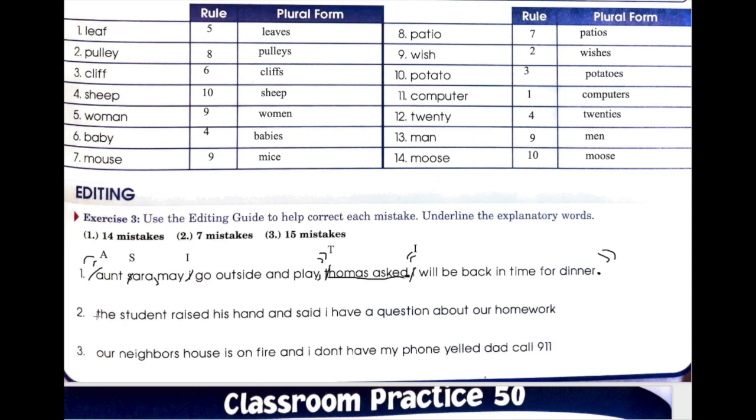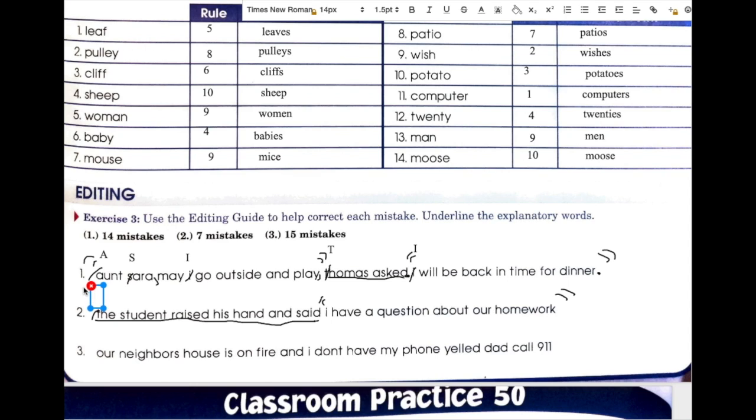All right, number 2, the student raised his hand and said, I have a question about our homework. Explanatory words come at the beginning. We have a long explanatory part at the beginning. Okay, now let's put quotation marks around what is being said. Let's go back to the beginning. Capitalize the first word of the sentence. The student raised his hand and said. We have explanatory words at the beginning, so we need a comma after the explanatory words. It should be a comma and then quotation marks.